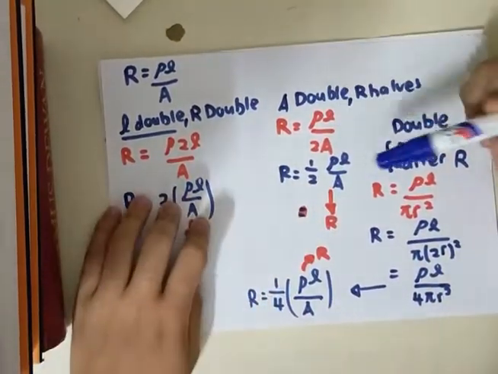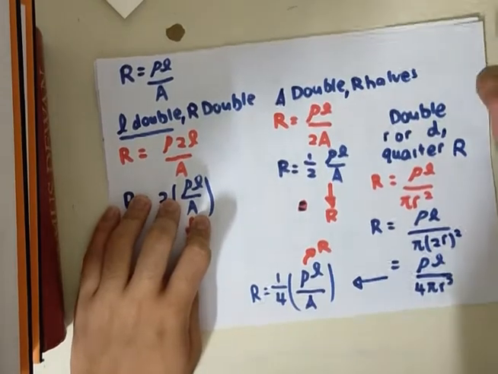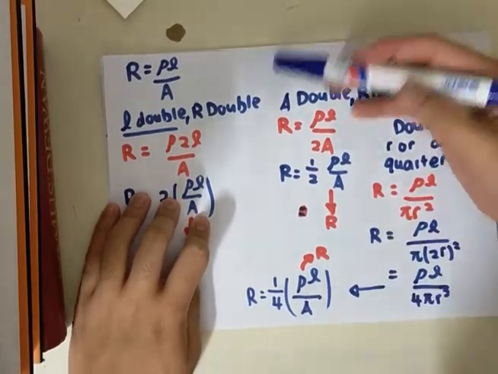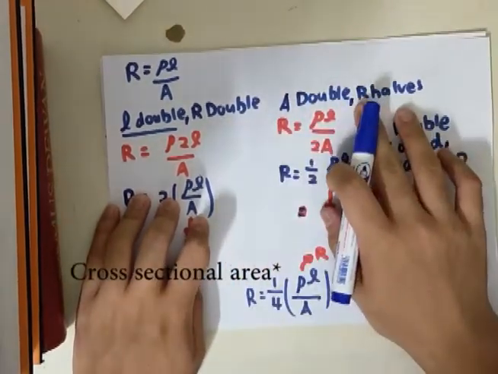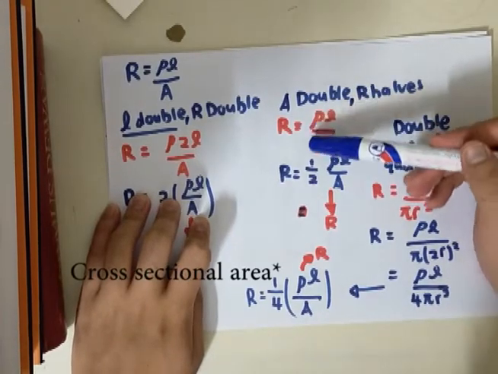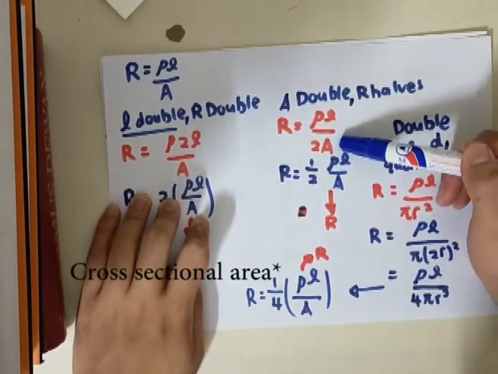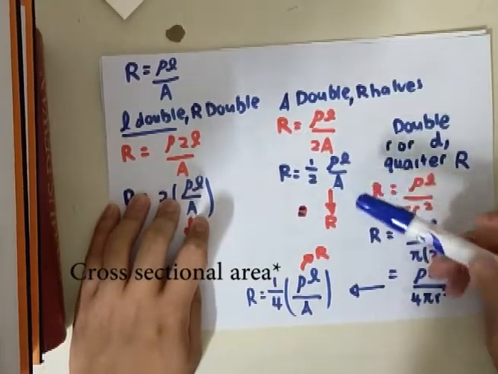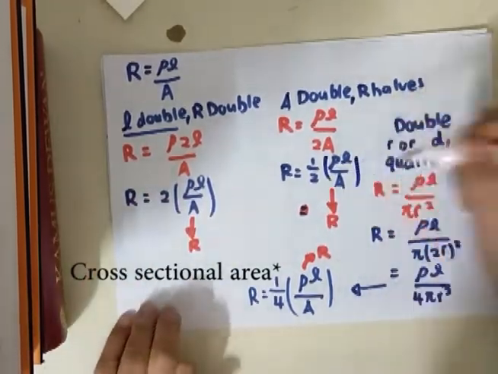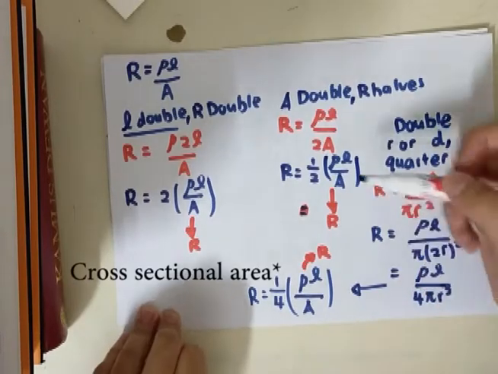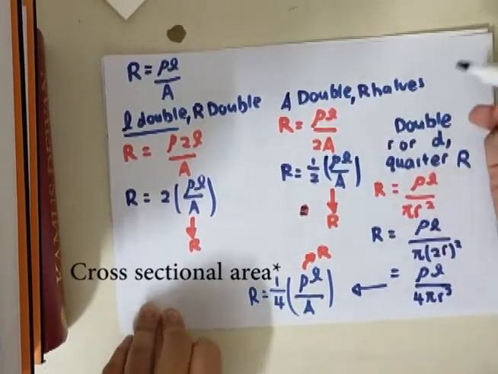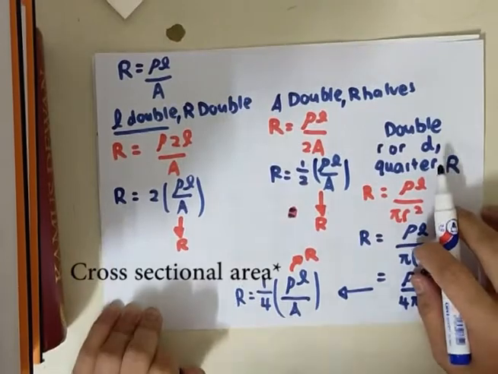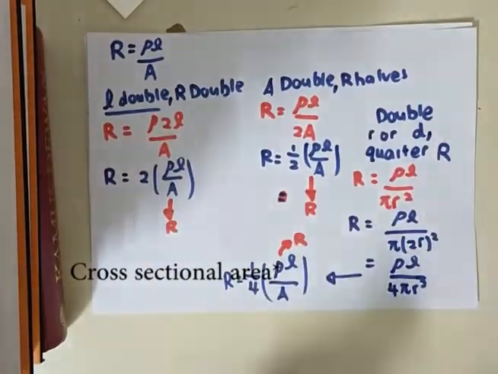Same goes for area, so we can use the same method. When my area doubles, I'll just put 2A. 2A means that it's divided by 2. So 1 over 2 times rho L over A. I'll just put a bracket here. So rho L over A is R, so half the R. R halves when you double your area. So that's how you calculate it.